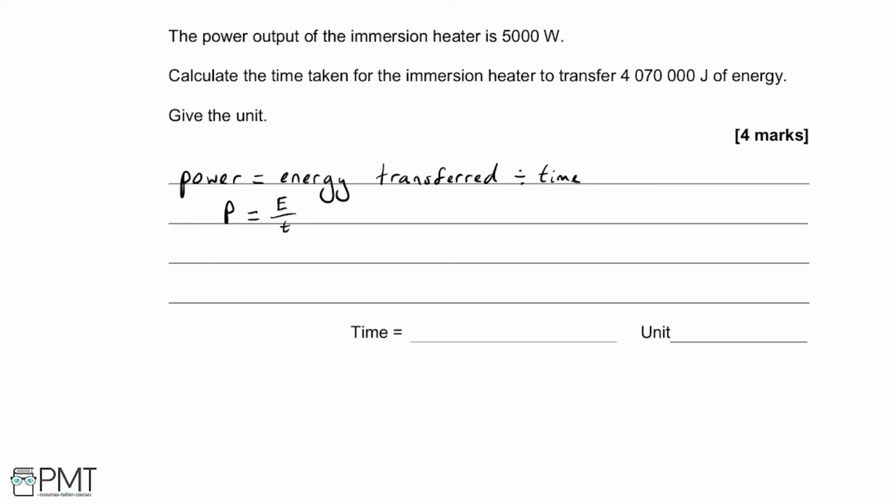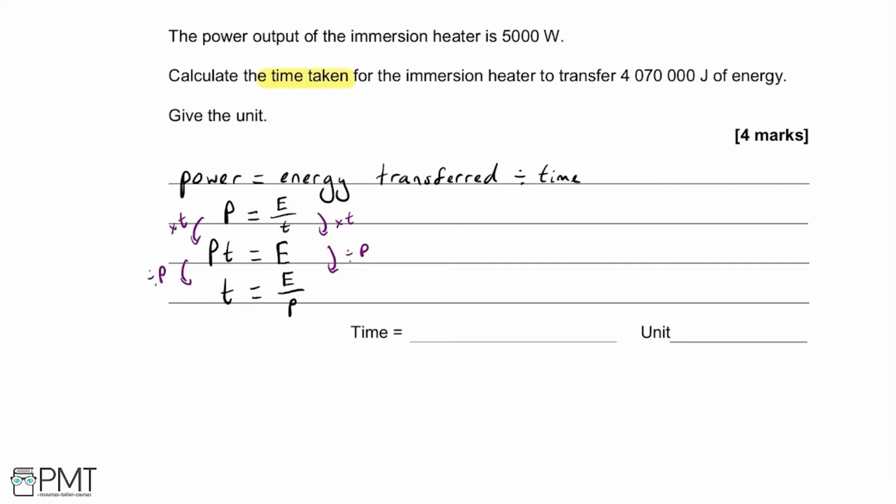So first of all, to rearrange this, we're going to times both sides by T, or time. That will give us PT equals E. And then we can divide both sides by P to give us T equals E over P. So time equals energy transferred divided by power.